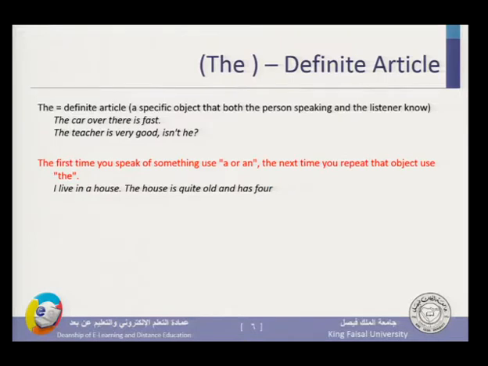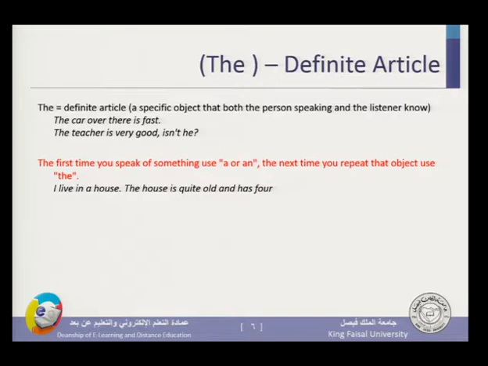We have just talked about the indefinite articles A and an. In addition, we have the definite article, which is the. So if I say the boy, this means I'm talking about a certain boy, a boy that I know. Okay, so it is a definite article, a specific object that both the person speaking and the listener know. So I say the boy because both of us, me and the interlocutor, the one with whom I'm talking, know that we are talking about this person in particular.